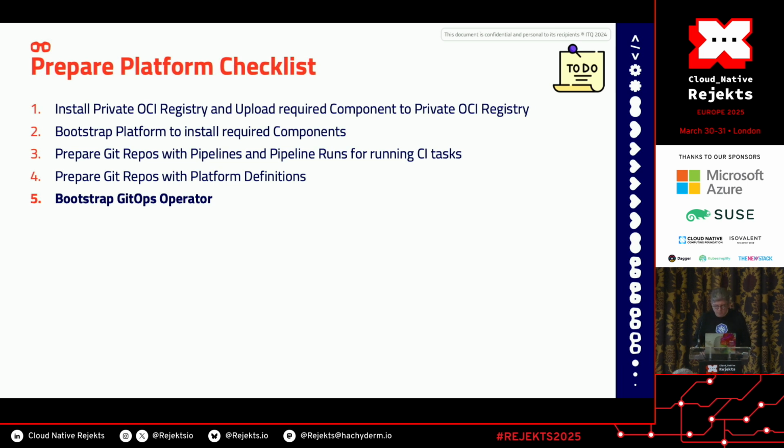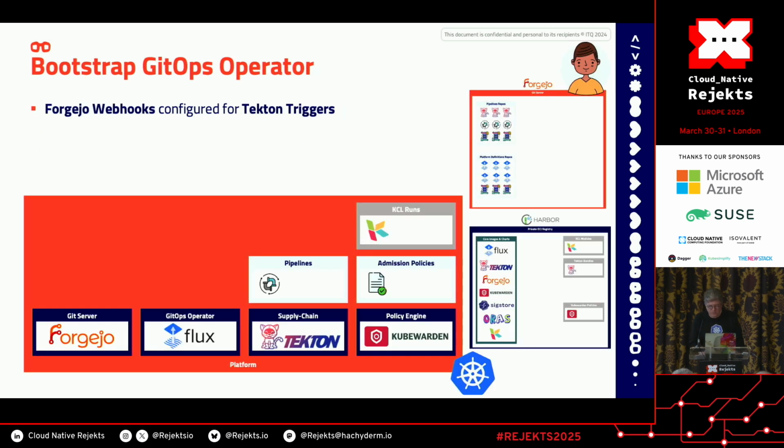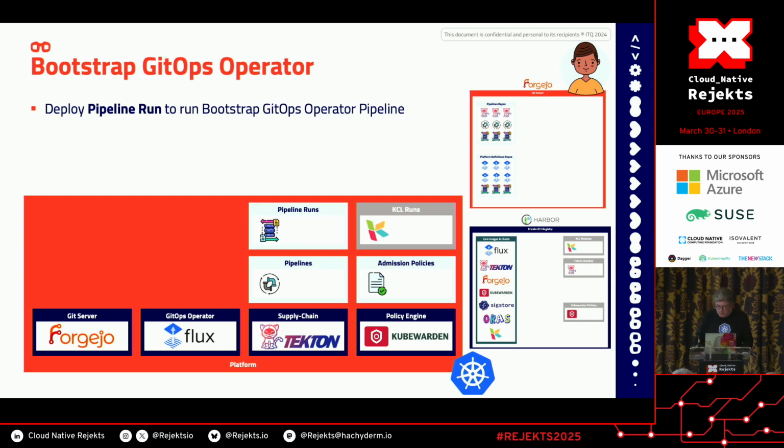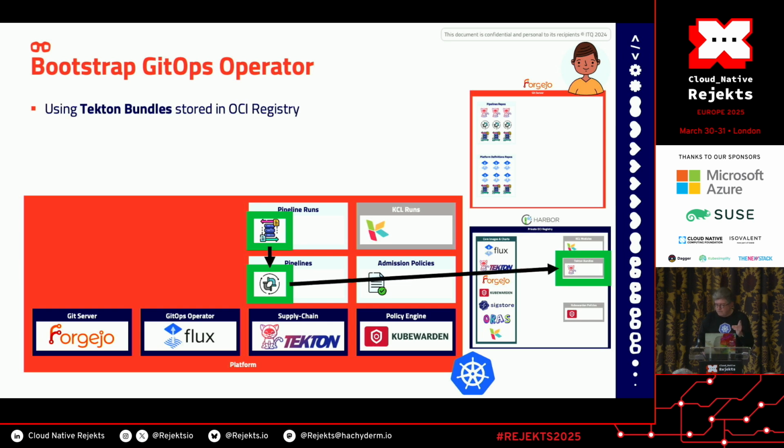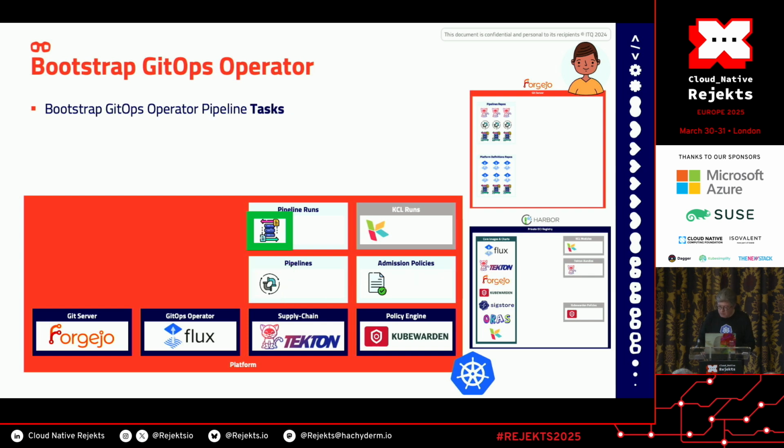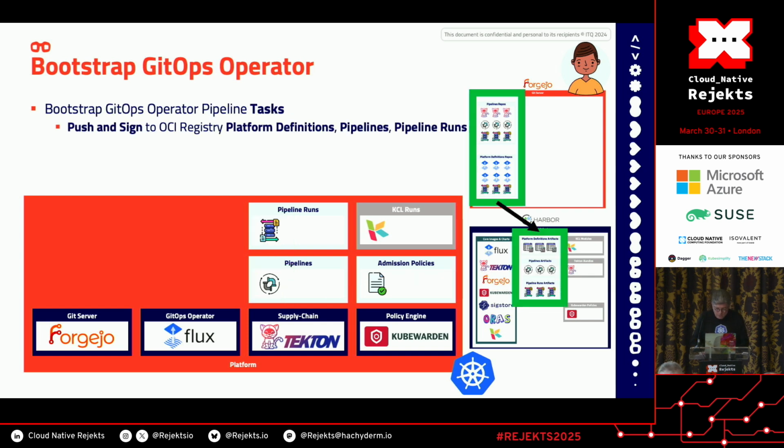We can bootstrap the GitOps operator. The GitOps operator here is Flux, and we configure Flux to use the OCI registry as a trust store. Because we link the Forgejo webhook to Tekton triggers, it triggers the run of the pipeline runs. So the pipeline run is created in the Kubernetes cluster, and the pipeline run points to the pipeline that uses a Tekton bundle in the OCI registry. And then this run will deploy everything.